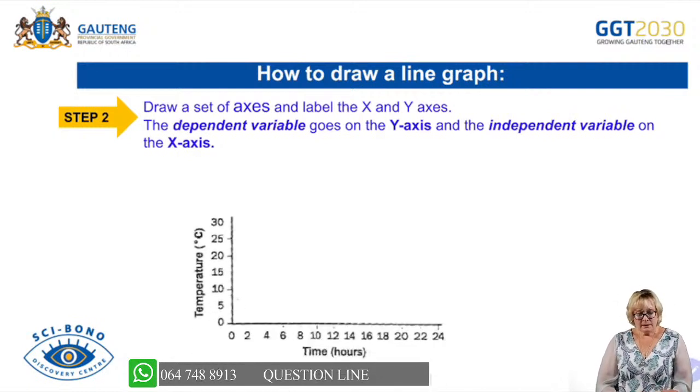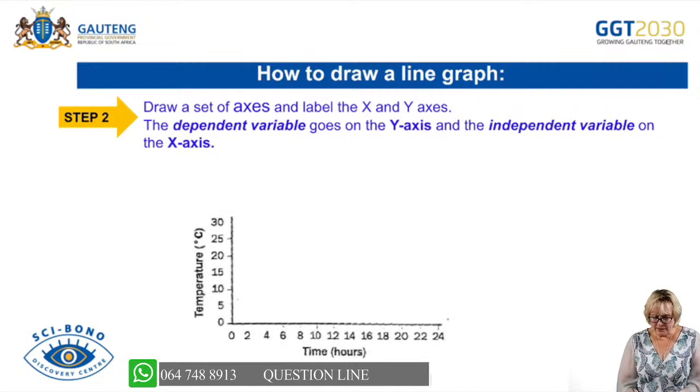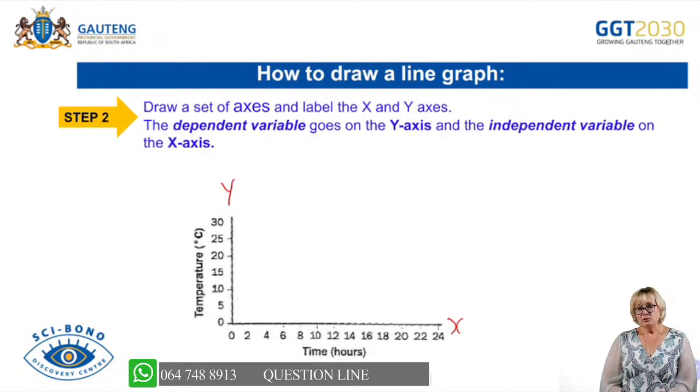There's our set of axes. Remember, this is our x-axis and this is our y-axis. All right. And we always label our axes. So you can't just have a line. You must make sure that your line has got a name. In this case, time, and then there's the unit in brackets.